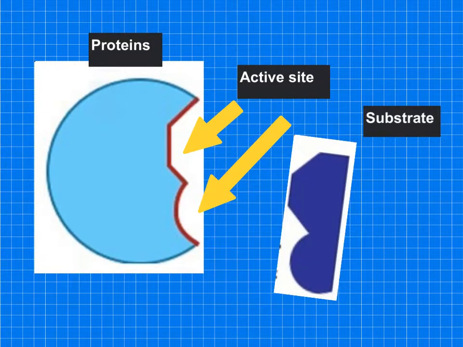So why are they so important? Well, they do speed up or catalyze reactions, such as in digestion. If you didn't have any digestive enzymes in your digestive system, it would take too long for the food to be broken down by other means, and therefore you wouldn't get enough energy from respiration and you would die.